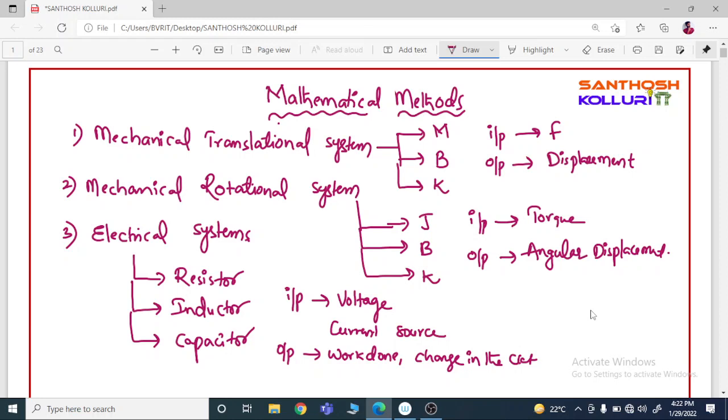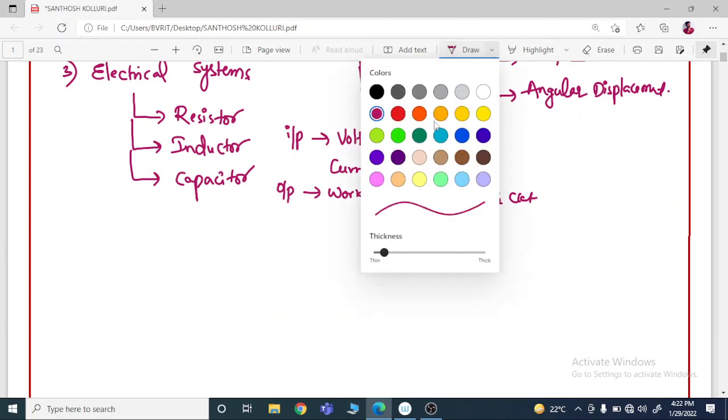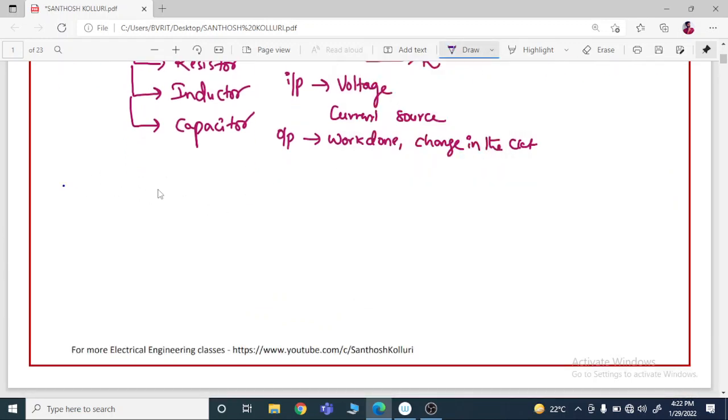So this topic covers mathematical models of the mechanical translational system and the mechanical rotational system, and after that we compare these two systems with respect to electrical systems. Let us first see the mechanical translational system.